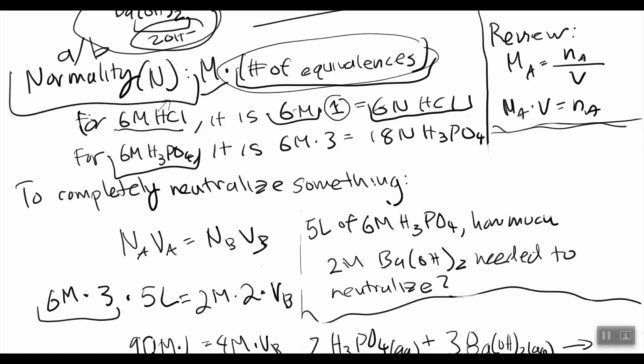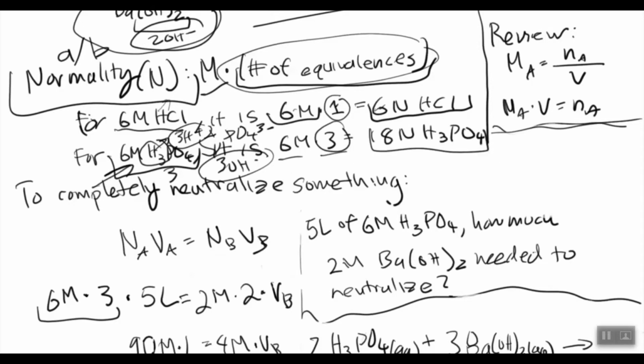The number of equivalences for H3PO4 is actually 3, because it can release up to 3 H pluses. You could look at that and say that there can be at most 3 H pluses released from this phosphoric acid. And of course, if you release 3, you're left with a phosphate ion. And since 3 H pluses can react with 3 OH minuses, then the equivalence of phosphoric acid is 3. So multiply its molarity by its equivalence to get 18 for its normality.